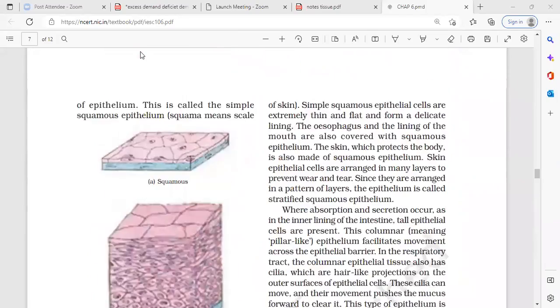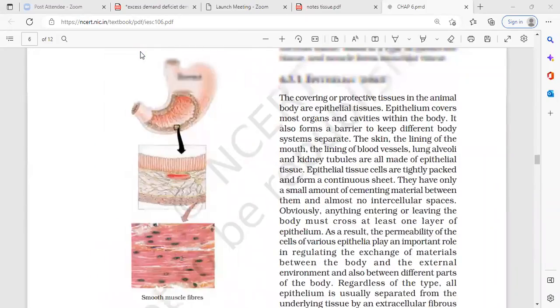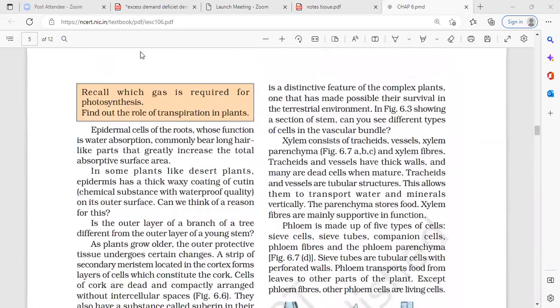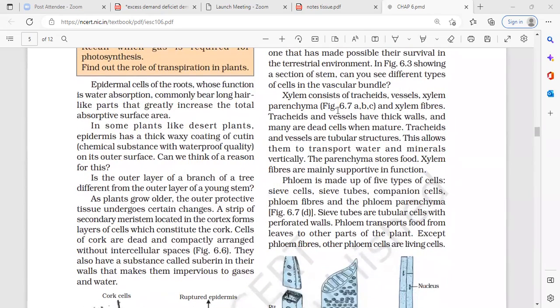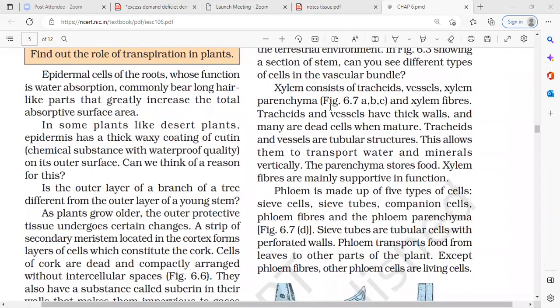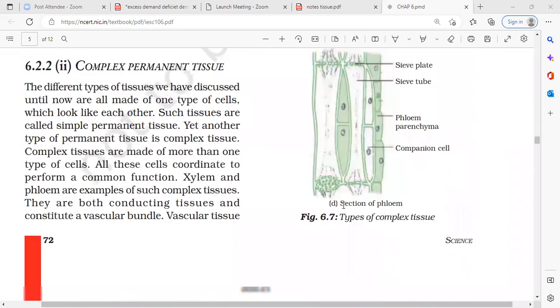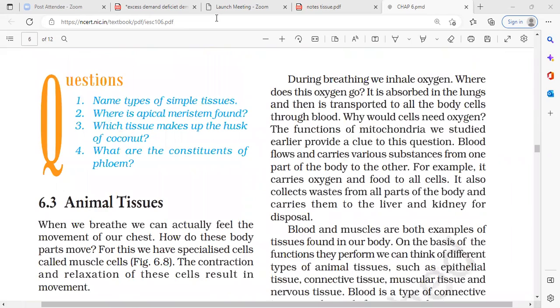Basically today we have to finish the animal tissue. No, sorry, plant tissue. Okay, and then we'll be doing the last part. I think we completed this. We have to start from animal tissue, if I'm not wrong, right?